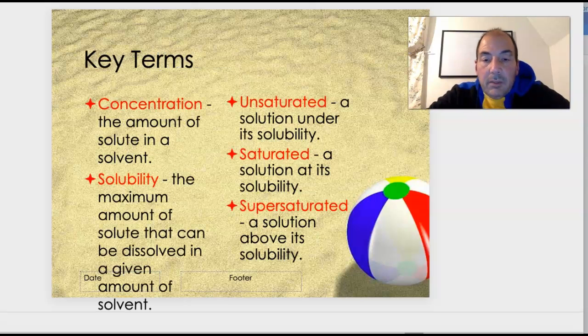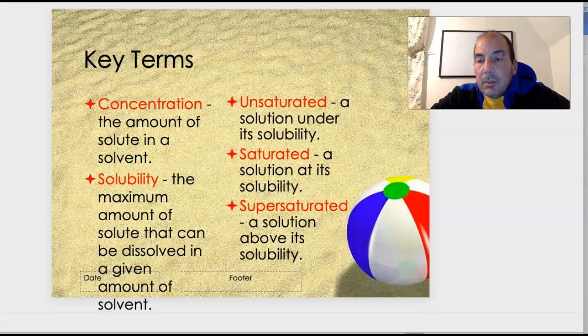Some terms that we need to be familiar with. Concentration is a relative term. It talks about the amount of solute in a solvent. Specifically, we're going to talk about a couple ways of measuring concentration. But for now, solubility refers to the maximum amount of solute that can be dissolved in a given amount of solvent. Sometimes we use solubility in more generic terms: is it soluble or is it not? But solubility really is a measurable quantity.